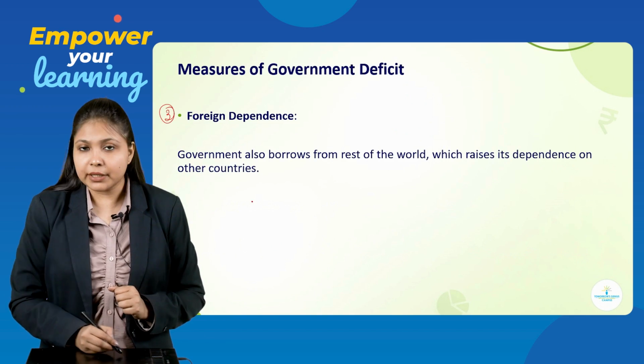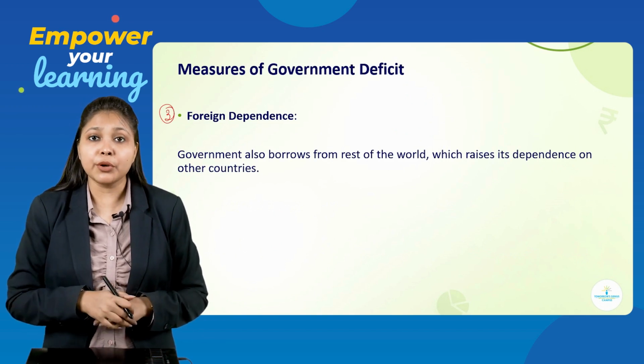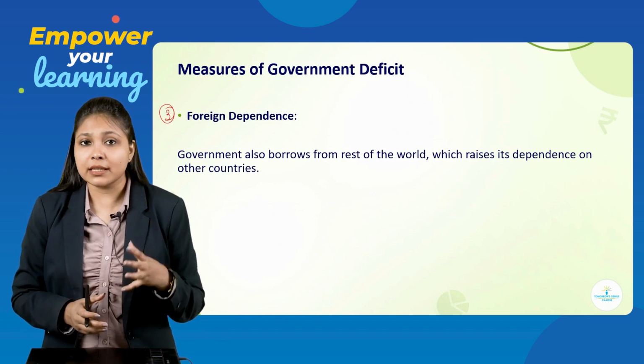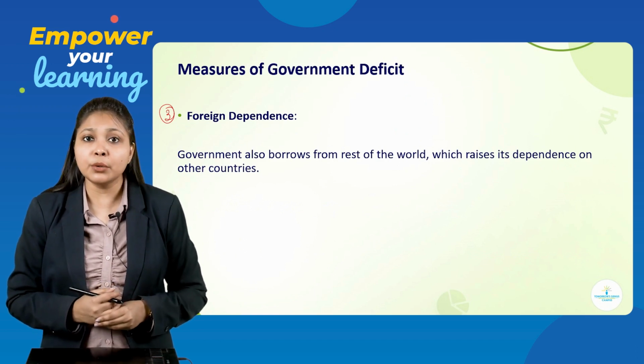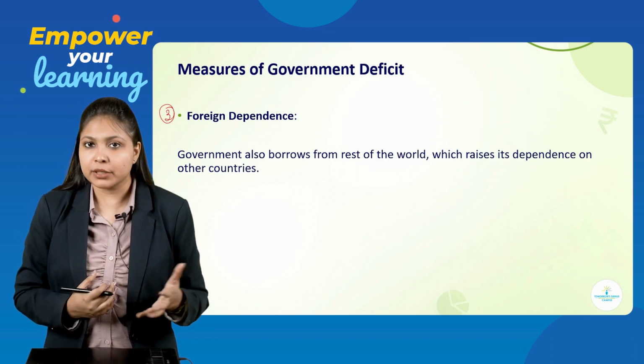Next is foreign dependency. During the situation of fiscal deficit, the next thing the Indian government can do is borrow money from foreign countries.